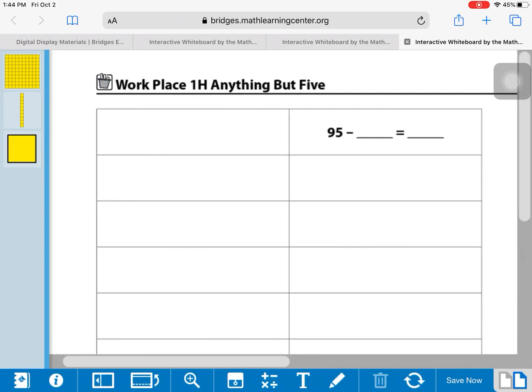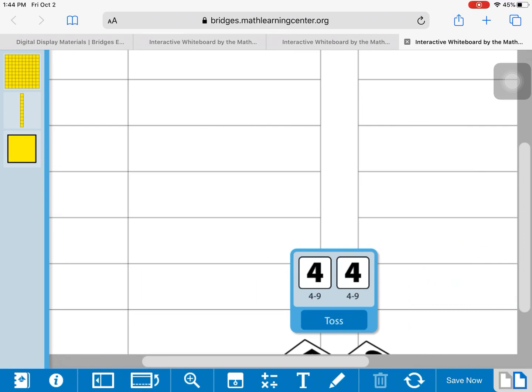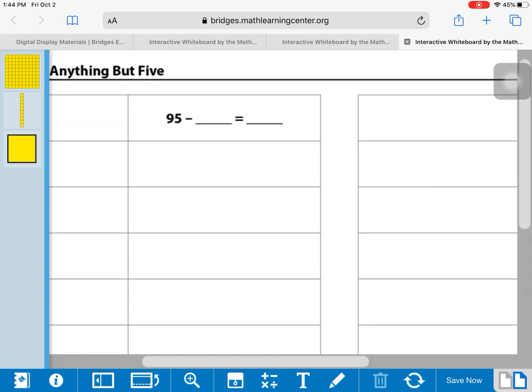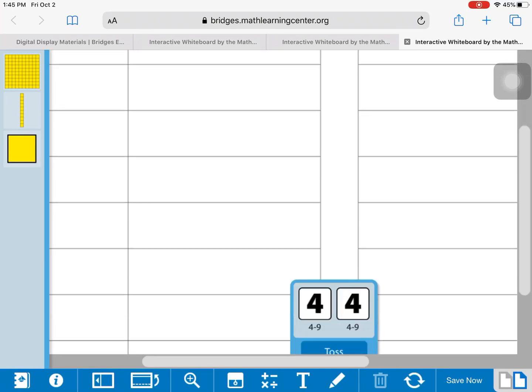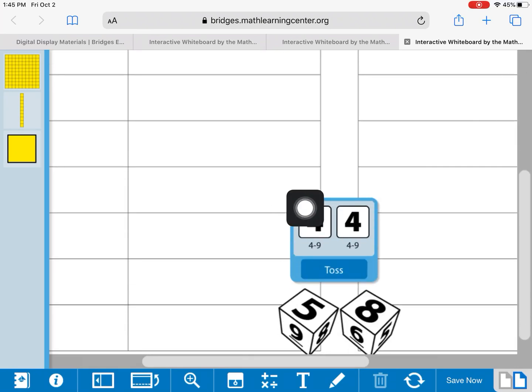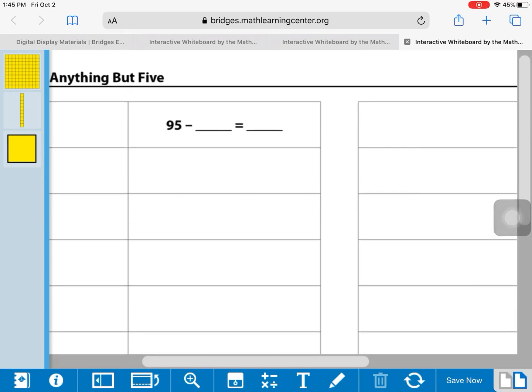For each turn, every person gets to roll a toss, and they can have up to 3 rolls per round. That just depends on if you roll a 5 or not. That's why the game's called Anything But Five. So what you want to do is toss the dice and add those up. Anytime you make a toss, you add the 2 dice up, and then that will take away or subtract from your number of 95.